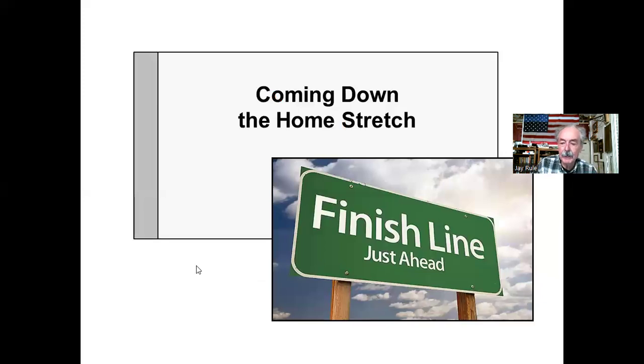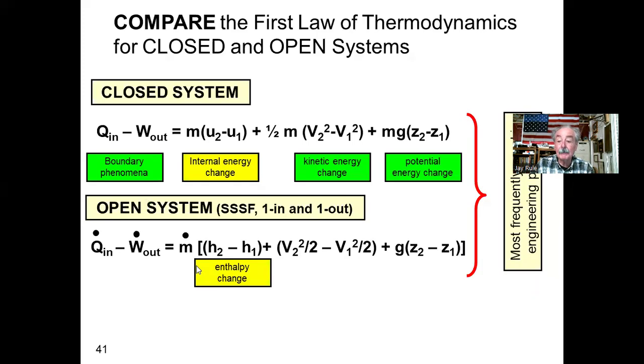Okay, we're coming down the home stretch, finish line. So we're summarizing. What I want you to do is think in your head, compare the first law of thermodynamics for a closed system and an open system. First step of any problem solving: do I have a closed system or an open system? If I have a closed system, do I have this in my head? Q in minus work out, boundary phenomena, left-hand side, equals change in internal energy, m times little u.